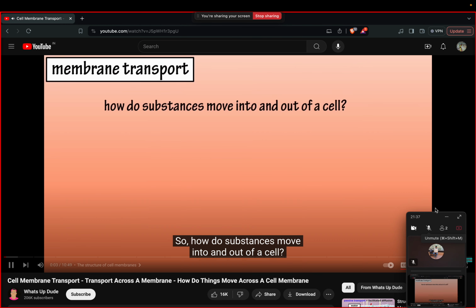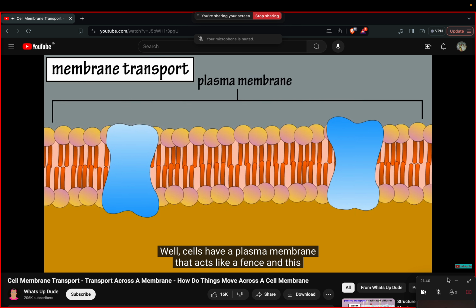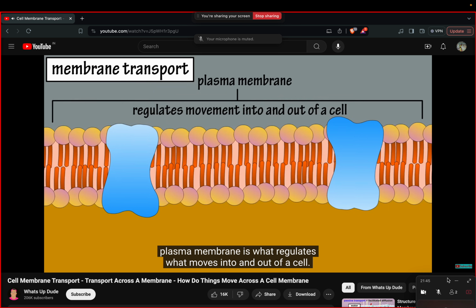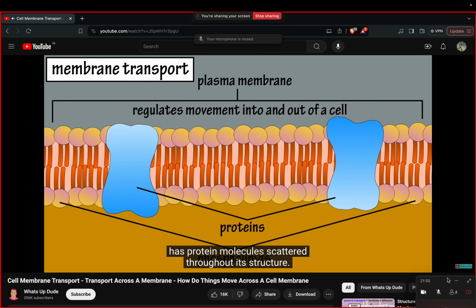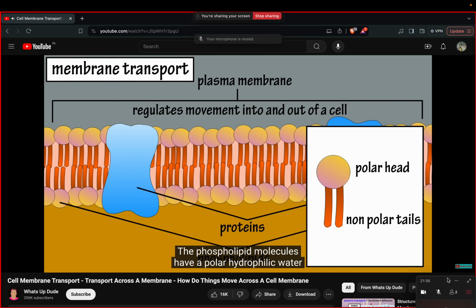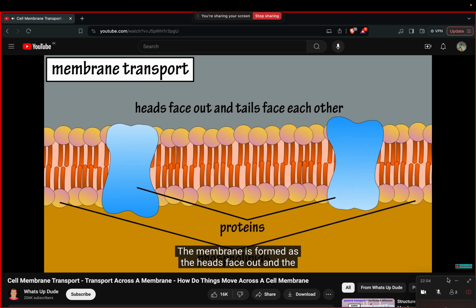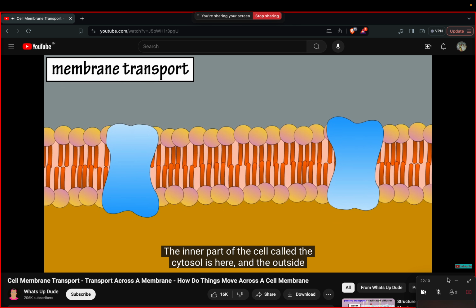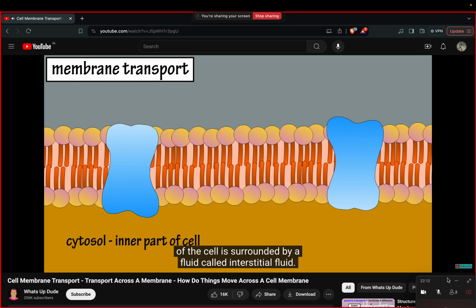So how do substances move into and out of a cell? Well, cells have a plasma membrane that acts like a fence, and this plasma membrane is what regulates what moves into and out of a cell. The membrane is comprised mainly of phospholipid molecules and has protein molecules scattered throughout its structure. The phospholipid molecules have a polar hydrophilic water-loving head and two nonpolar hydrophobic water-fearing tails. The membrane is formed as the heads face out and the tails face in, forming a bilayer, as you can see here. The inner part of the cell, called the cytosol, is here, and the outside of the cell is surrounded by a fluid called interstitial fluid.